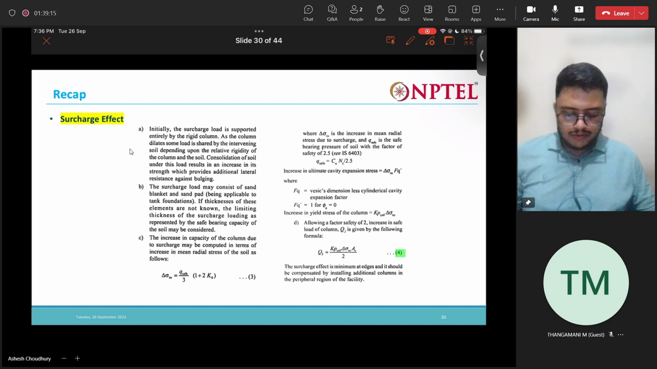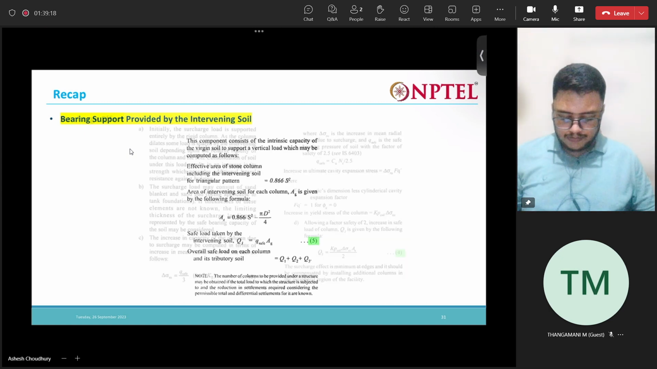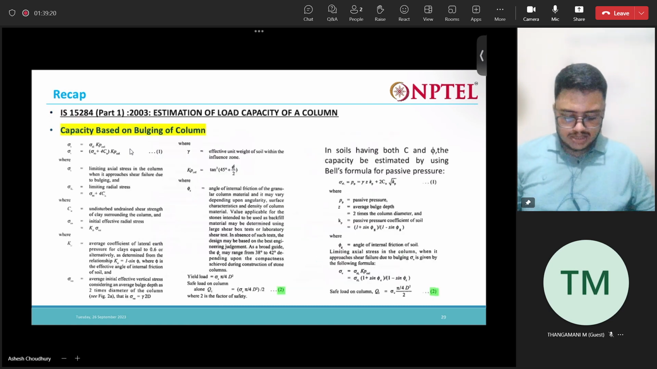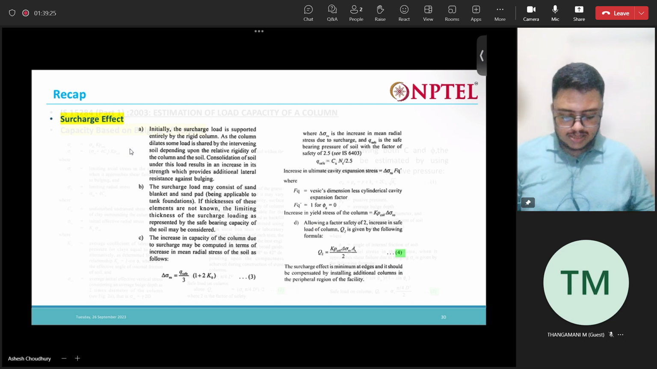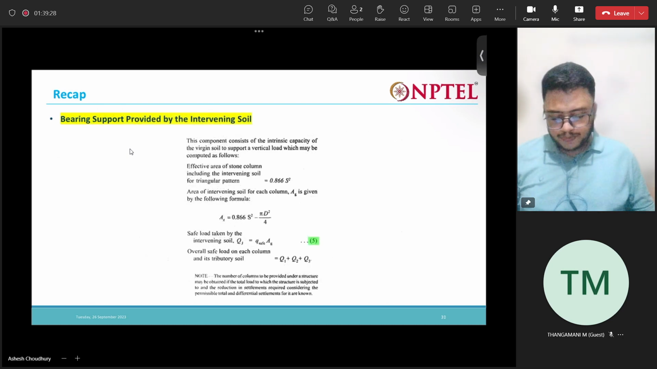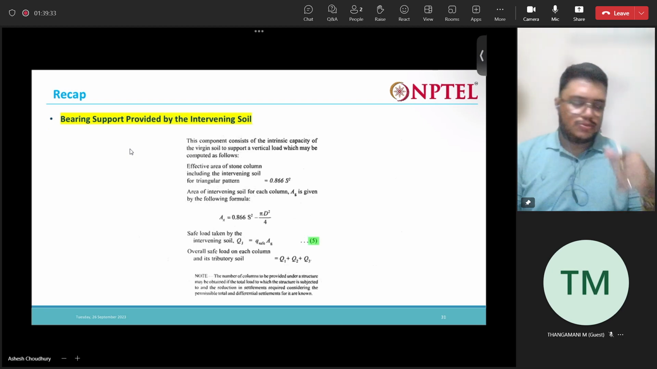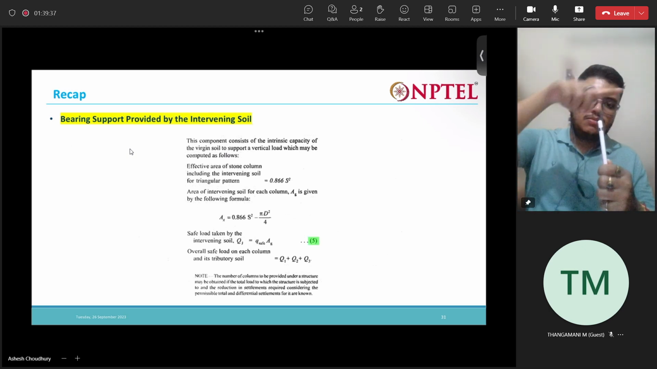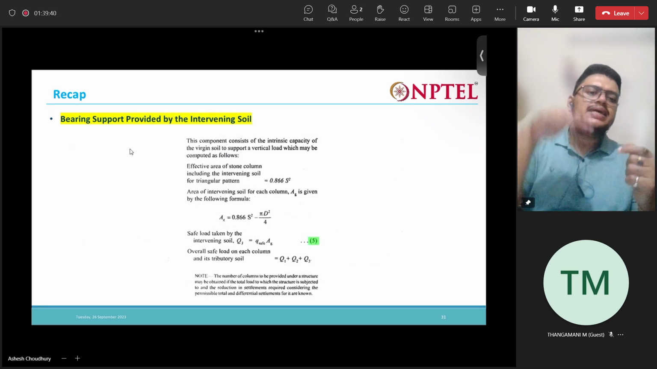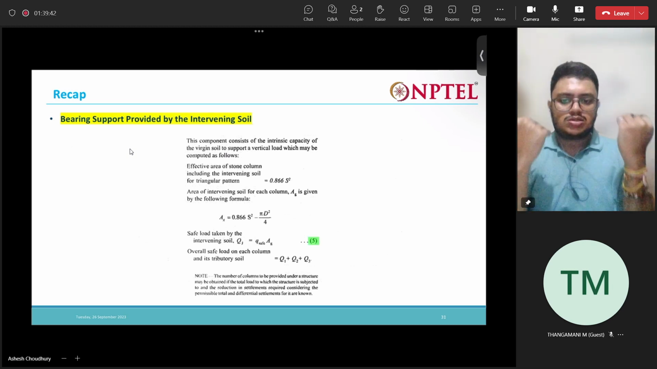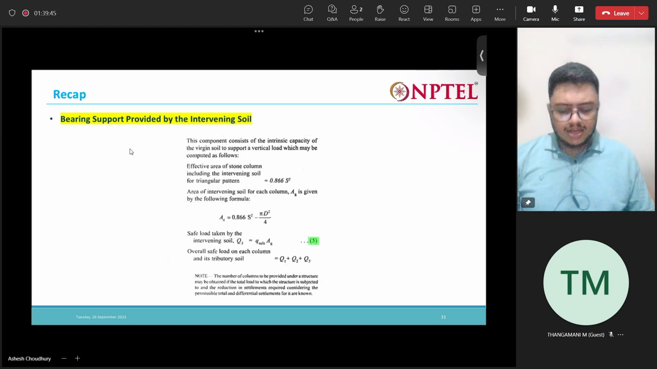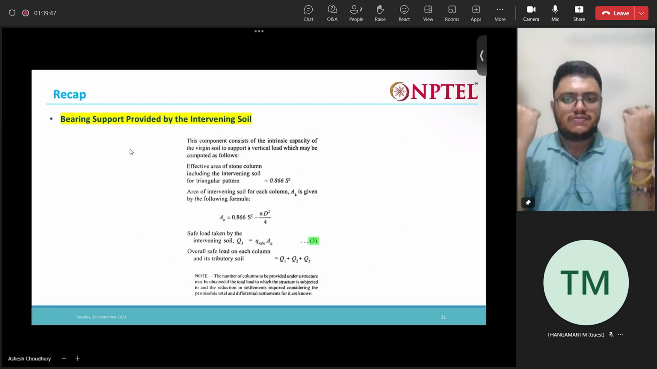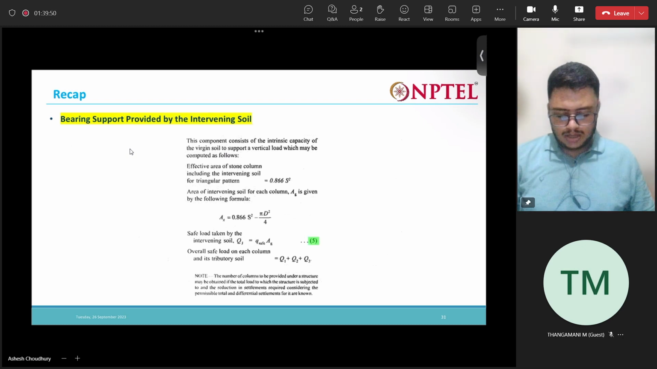So we got q1 from the bulging column effect, then we got q2 from the surcharge effect, then next is q3. q3 is nothing but the bearing support that is provided by the intervening soil. Okay, this is the stone column surrounding soil, the inherent bearing capacity of the soil, whatever support it is providing.